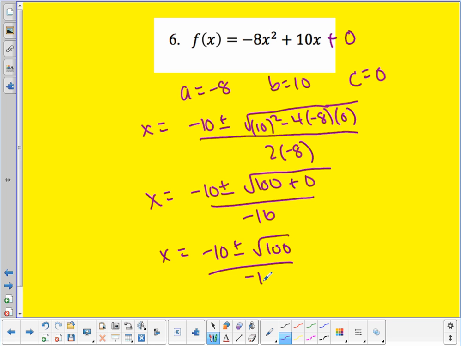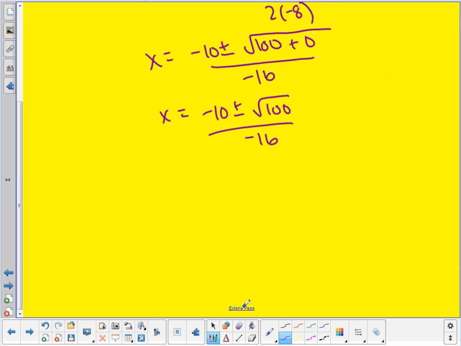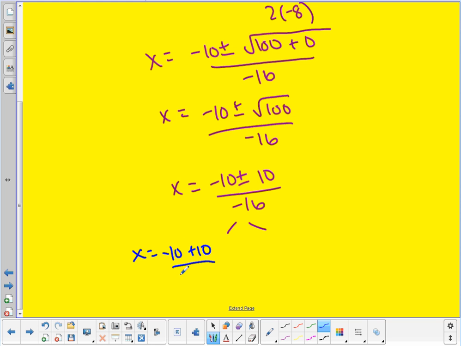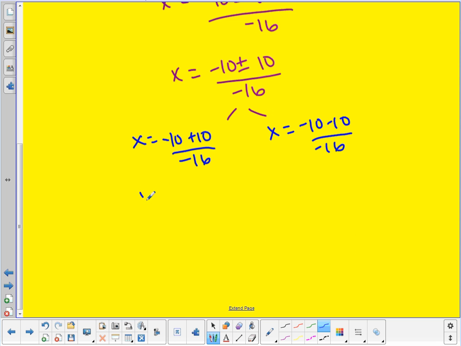And taking the square root of 100, we all know that. That's an easy one. Square root of 100 is 10. So x is equal to negative 10 plus or minus 10 all over negative 16. So now I'm ready to split. I end up with x equals negative 10 plus 10 all over negative 16, and x equals negative 10 minus 10 all over negative 16. So that's 0 over negative 16, or just x equals 0. Over here, that's negative 20 over negative 16, which is positive 1.25, or 5 over 4.